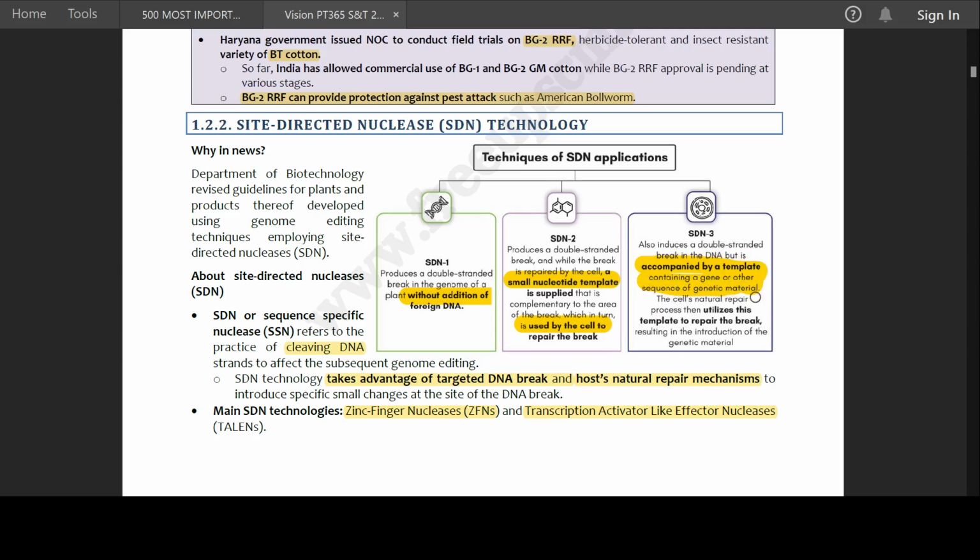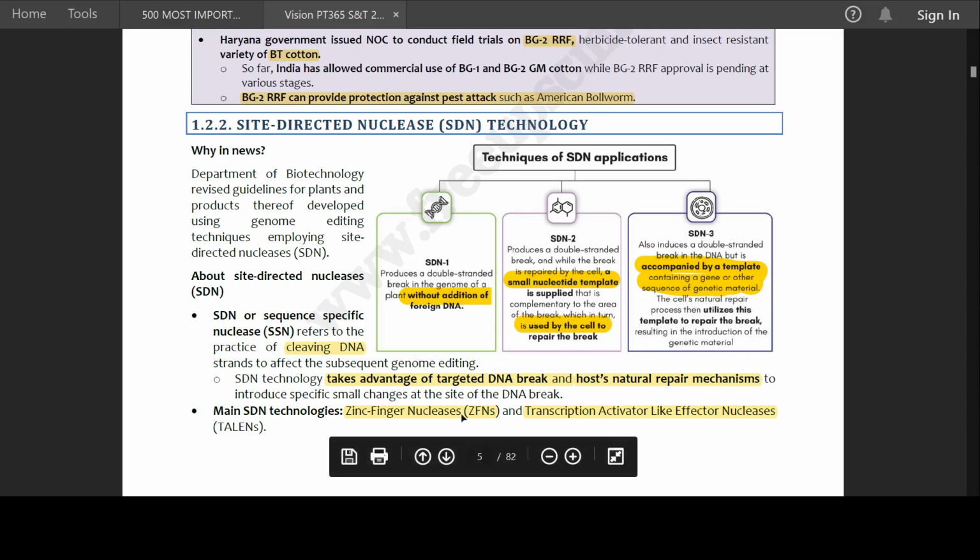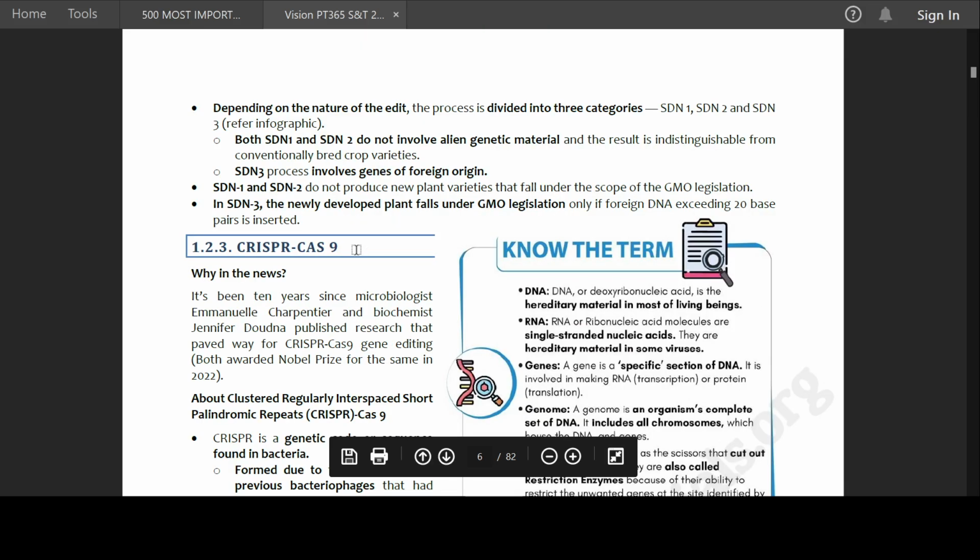Okay, the cell's natural repair process then utilizes this template to repair the break, resulting in introduction of the genetic material. So that's all about the SDN and the SDN applications or types. Depending on the nature of the edit, the process is divided into three categories: SDN1, SDN2, and SDN3. That we have just seen.